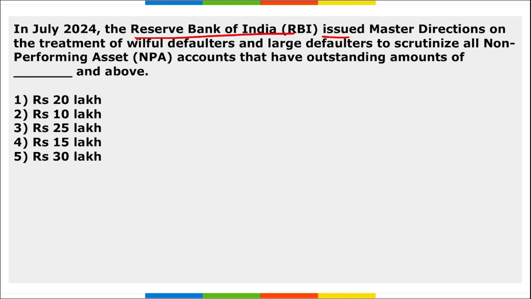Next, Reserve Bank of India issued master directions on the treatment of willful defaulters and large defaulters to scrutinize all NPA accounts that have outstanding amounts of how much? That have an outstanding amount of 25 lakh rupees or above. Right? This will set up a transparent and non-discriminatory framework that will allow the willful defaulters and also disseminate the credit card information about the willful defaulters to caution lenders against further financing to them, so that organizations that are financing such defaulters, that thing cannot happen and more money cannot go to them because they are not even paying the money that they borrowed earlier.